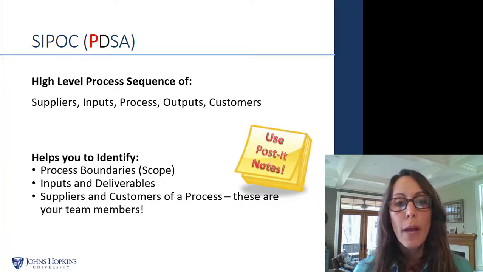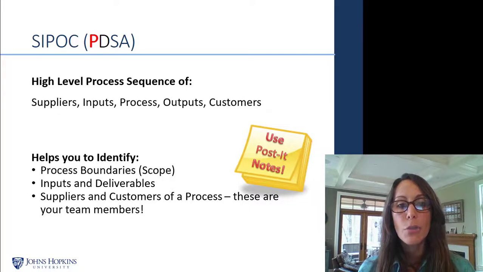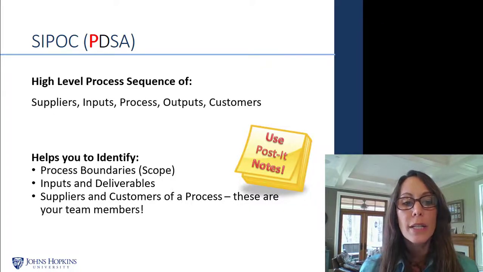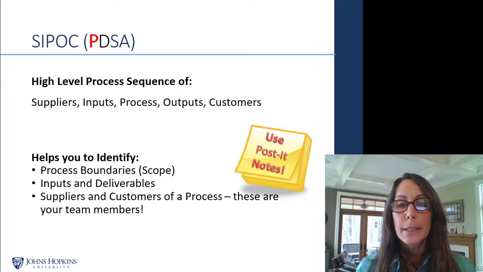A more formal way of going through that exercise to ensure that nothing's being missed is by using a tool that we call a SIPOC diagram. SIPOC is a high-level process sequence of suppliers, inputs, process, outputs, and customers. So it does a lot of different things in addition to helping you identify team members. It also helps you to identify process boundaries.